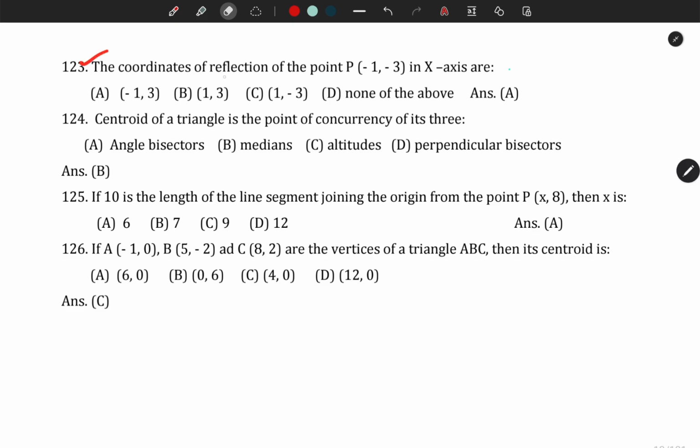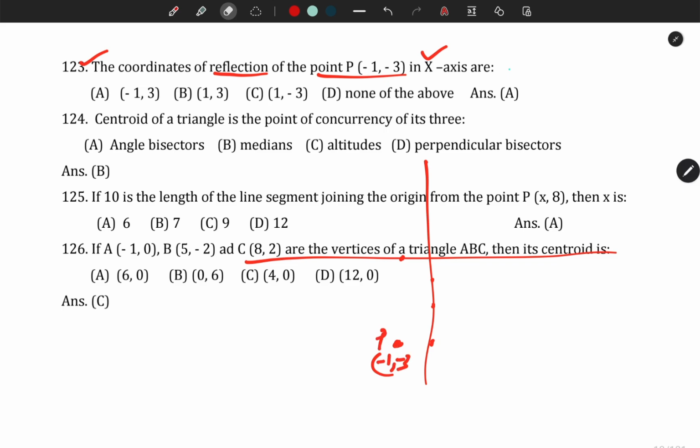Next question, the coordinates of reflection of the point -1, -3 in x-axis. So let's draw. Supposing this is x-axis and y-axis. So we have the point -1, -3. So -1 will be here, -3. So we have to go down 3 steps. So the point will be here. This point P will be here, whose coordinates will be -1 comma -3.